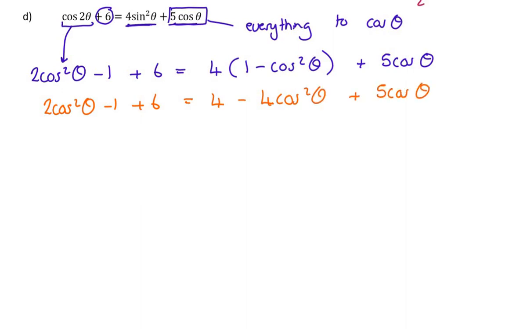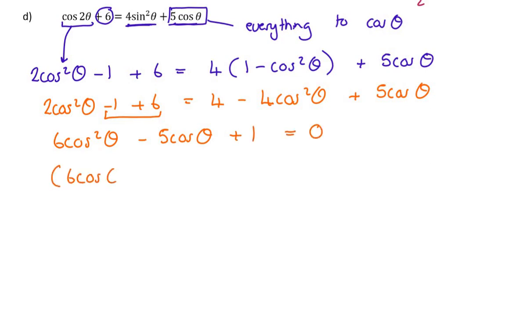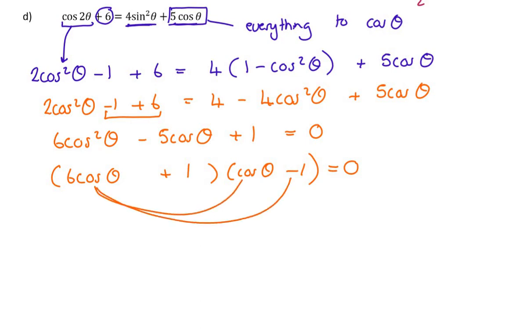So get everything to one side. So this is now 6 cos squared theta minus 5 cos theta. And minus 1 plus 6 is 5. 5 take away 4 is 1. So hopefully this can factorize fairly easily. So 6 cos theta times cos theta. I think it has to be minus 1 plus 1, which makes me a little nervous because I know that's not going to factorize. So let me just check. 6 cos squared, so minus 6. Now this is a problem because positive 1 times negative 1 will be a negative 1. So I've got to go back and make sure that I haven't made a mistake somewhere.